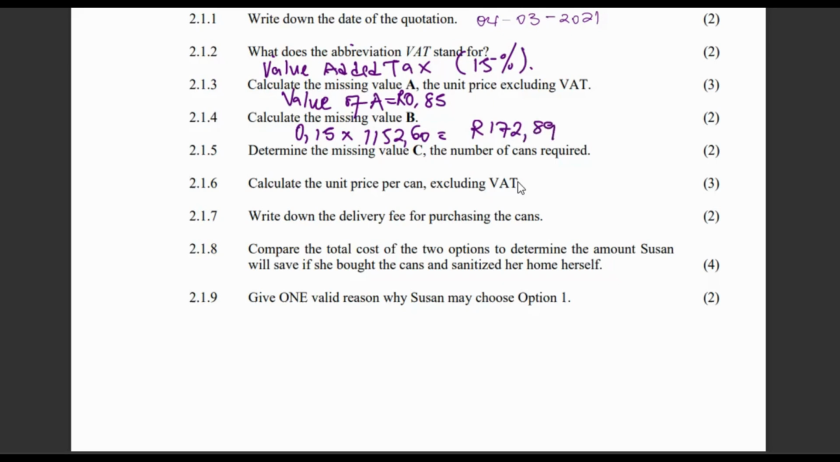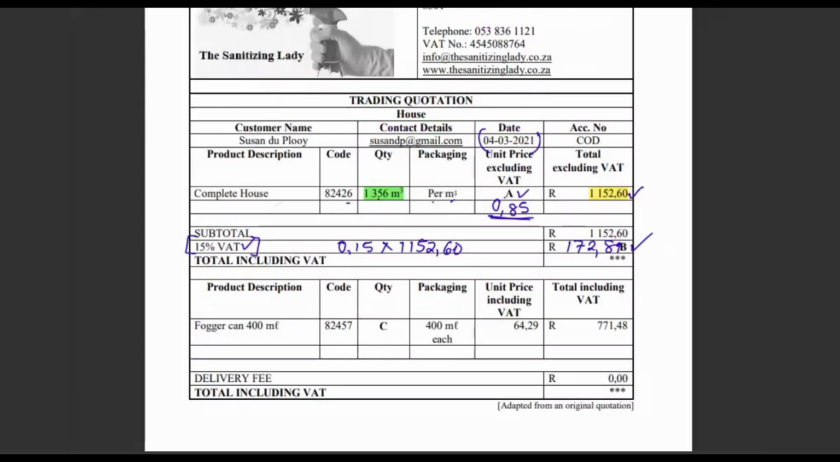Determine the missing value C, the number of cans required. So for C, we come down here to quantity. Then we have this amount. So what do we do? We divide this by this, and we shall get the answer. Not so?